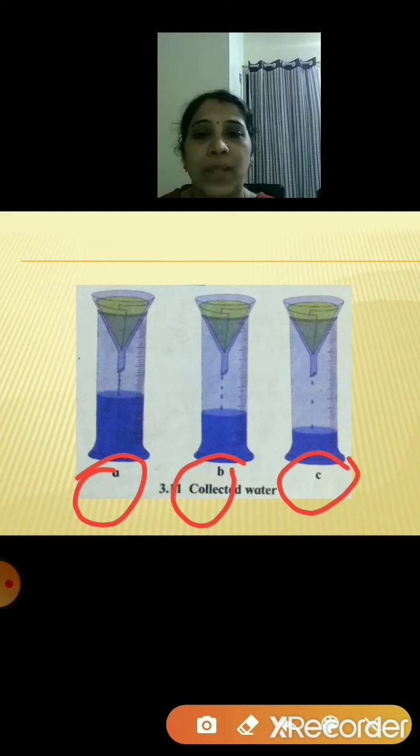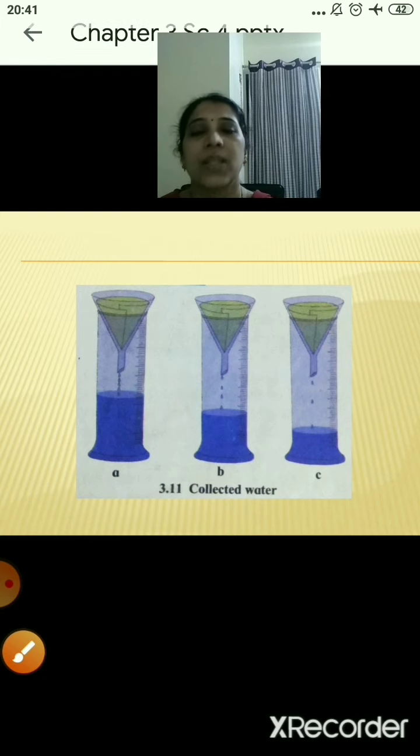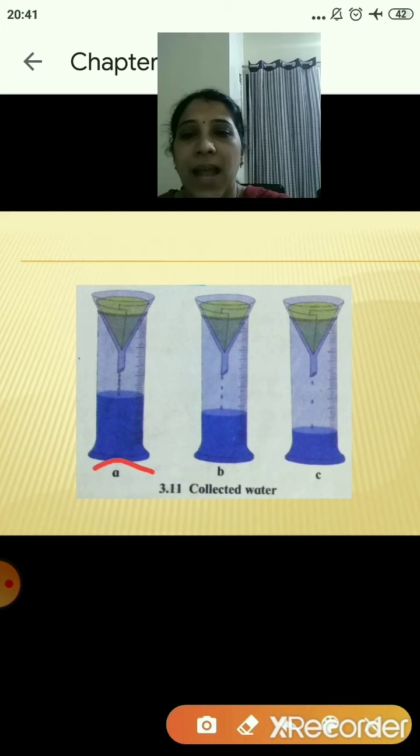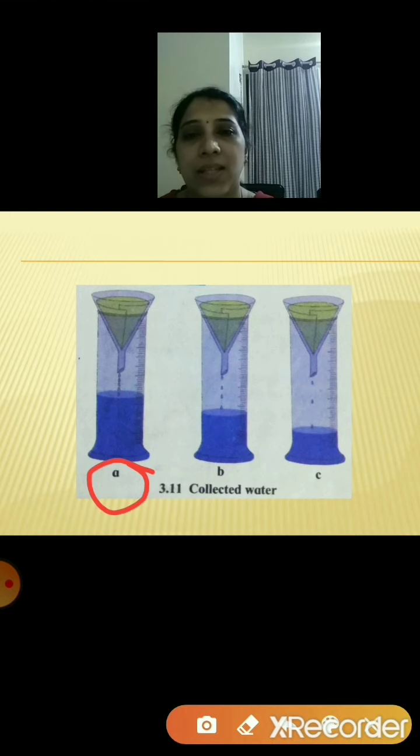After some time you will see that water has collected in all three measuring cylinders. You will see that the measuring cylinder in which sand was put, that is A, is the one wherein the water collected is more than in the sandy soil and the clay soil. That means sand has the capacity of draining the water. So this was the experiment.